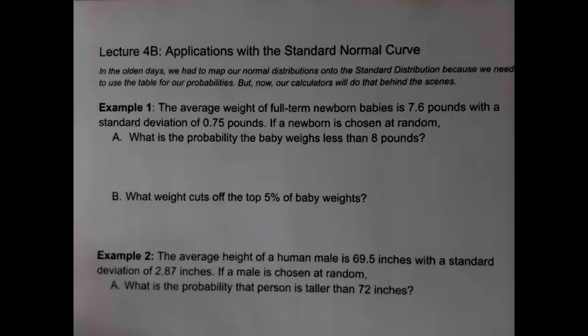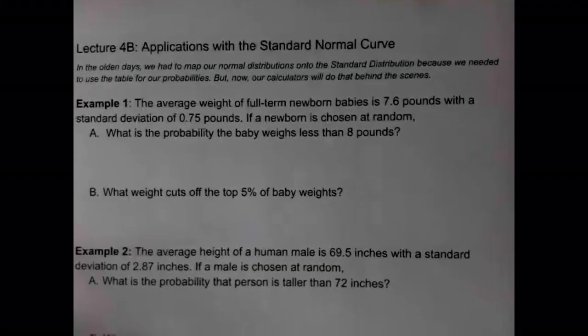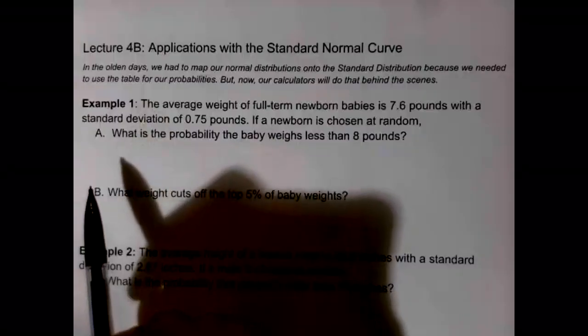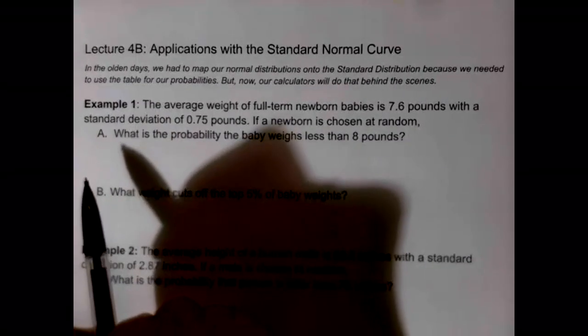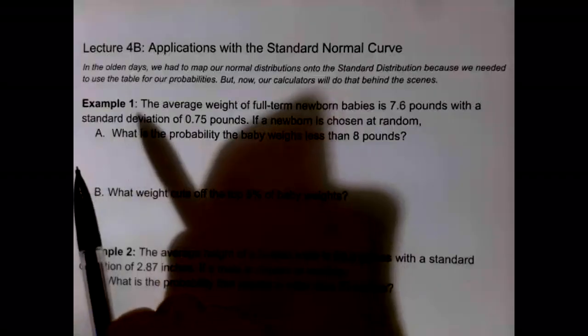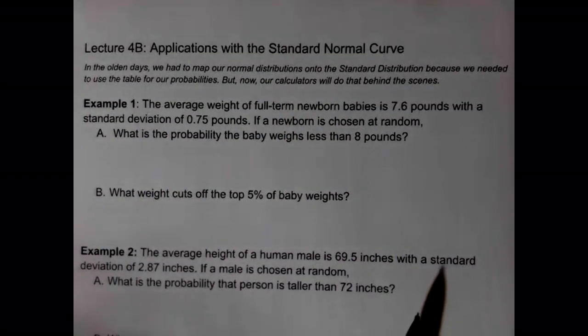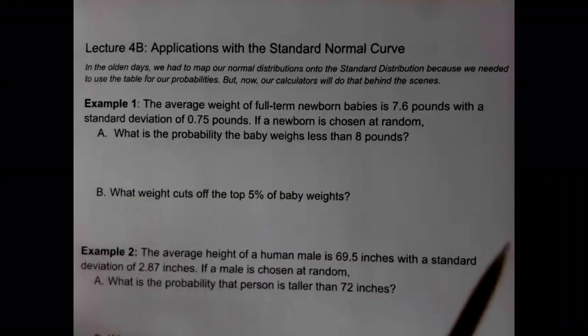So we've already learned about the standard normal curve. Now we're going to apply it to some potential real-life situations. In the olden days, we would have to map any distribution onto the standard normal one because we had to look up the probabilities, areas, in a table. Now our calculators will do all of those mappings behind the scenes, so we don't have to do that.